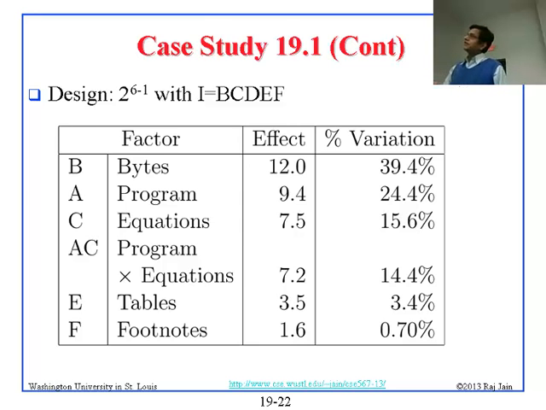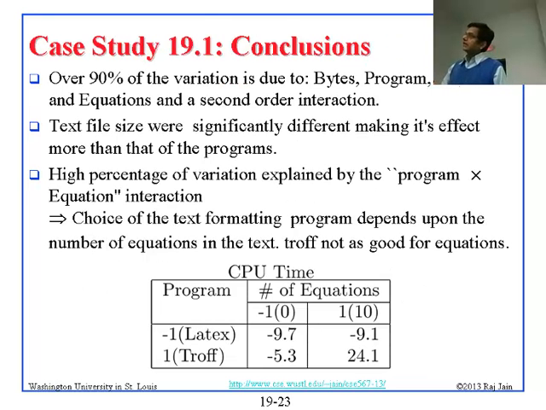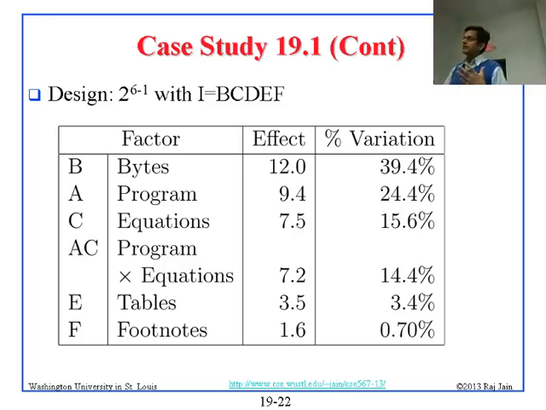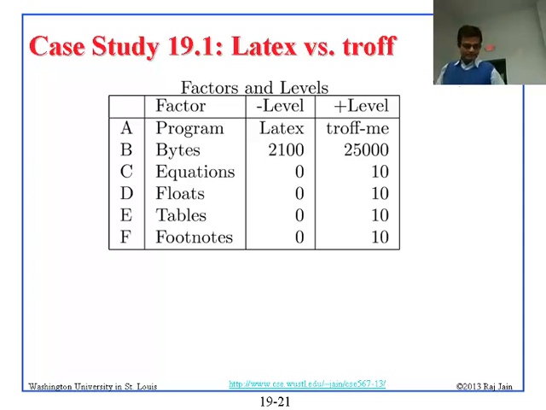So over 90% of the variation is due to bytes, programs, and equations, and the second-order interaction. Those are the 3 things, and the second-order interaction. Text file sizes were significantly different, making its effects more than that of the programs. This is workload, and most of these are workloads. They really were interested in the program, not in workload, but it clearly says that the workloads do affect, and this particular workload factor had significant difference, 2,000 to 25,000, and therefore the difference is so big.